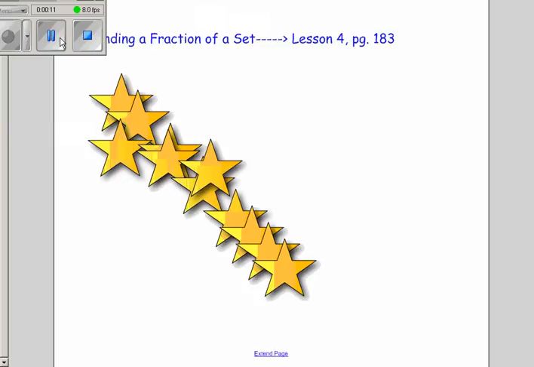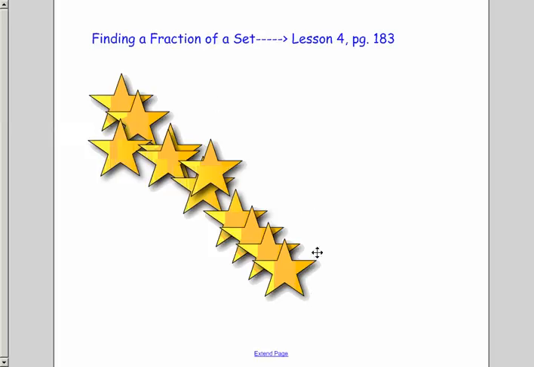We are working on page 183, lesson 4, finding a fraction of a set. What that means is if we have a fraction, they want you to break up your fraction and put these stars into so many different groups. They want to know how many stars will be in 3 groups or 7 groups.